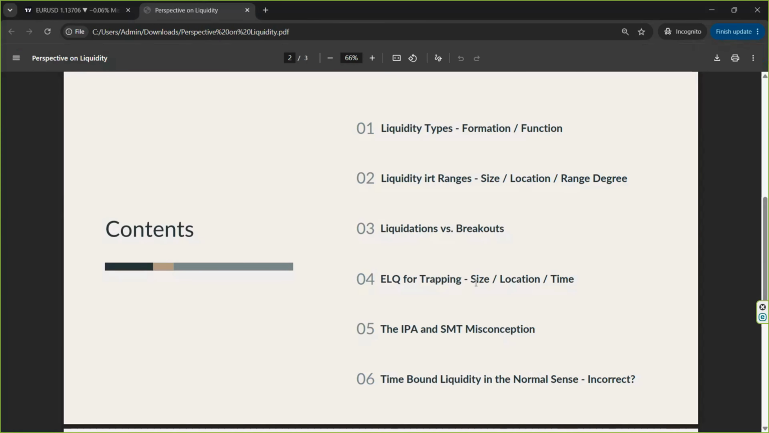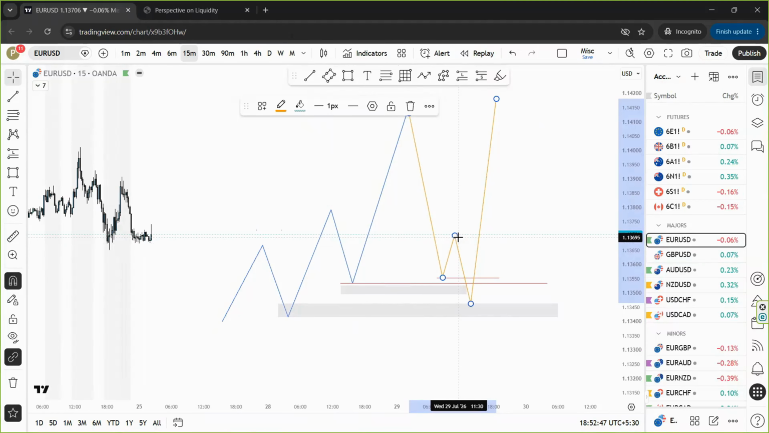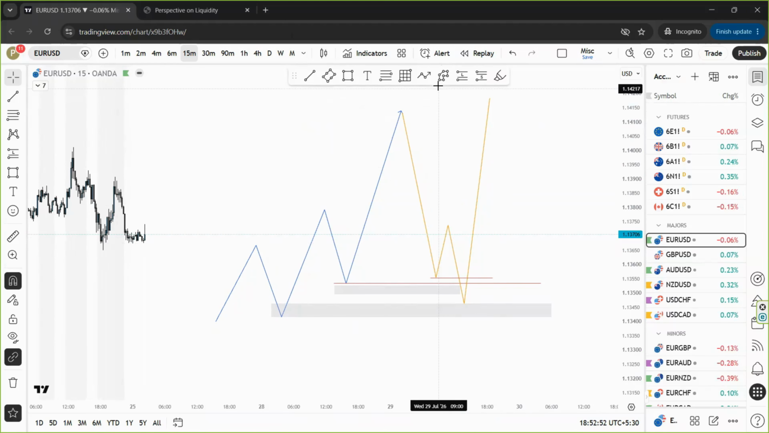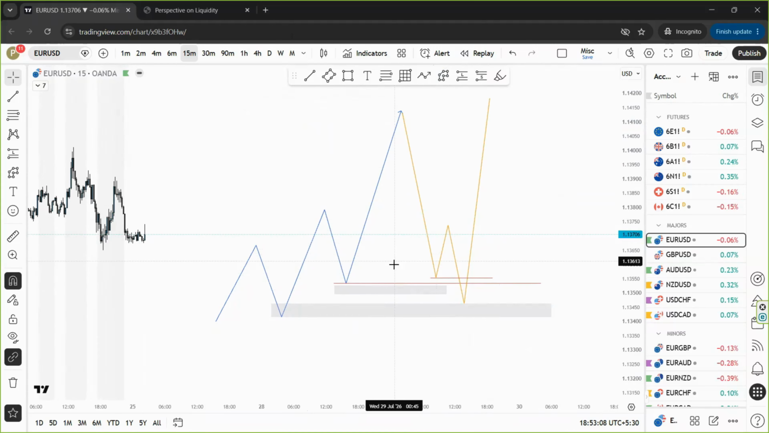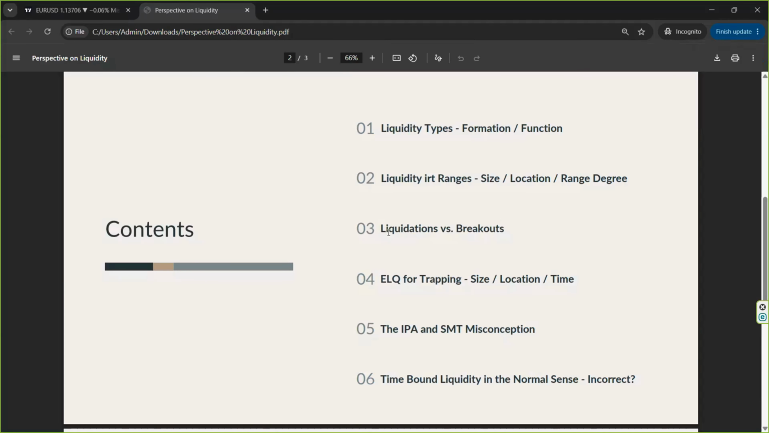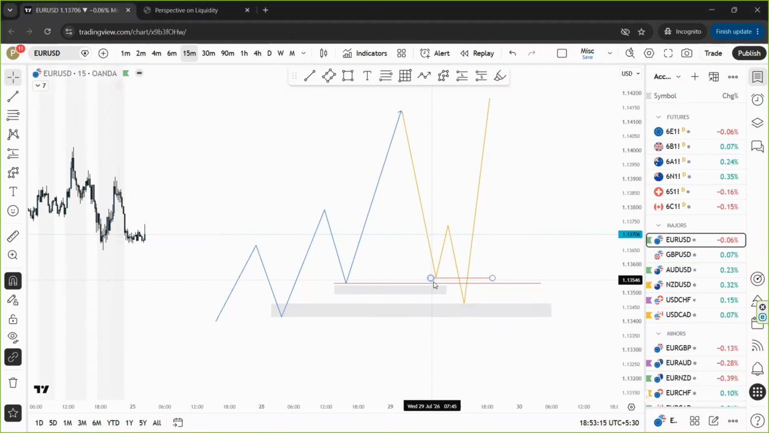So again, you can use size, location, and time. How large is this going to be? That is one factor. And you could also use the period of accumulation. So assume you have something like this here, because the larger the time taken for this accumulation, the larger the pool of liquidity is going to be. So you can use those two factors and location. Again, like what we talked about here, this should actually be a liquidation and not a breakout. So where this is located is also going to be important.